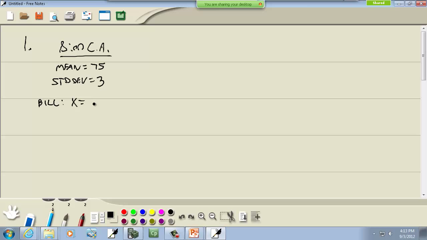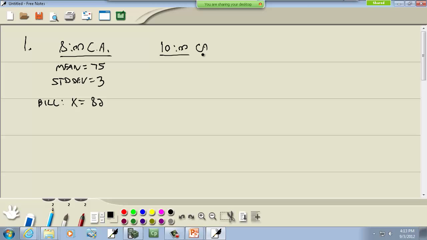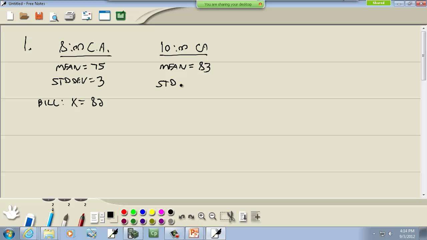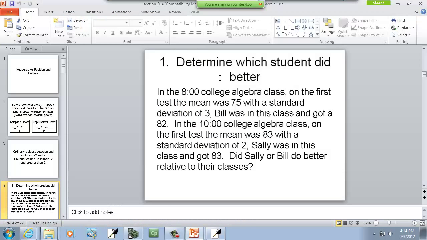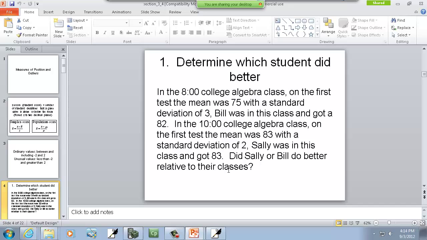Okay, compare that against the 10 o'clock college algebra class. Their mean was 83 with a standard deviation of 2. And Sally was in this class and got 83. So Sally got 83, and that's her x value. Okay, did Sally or Bill do better relative to their classes?